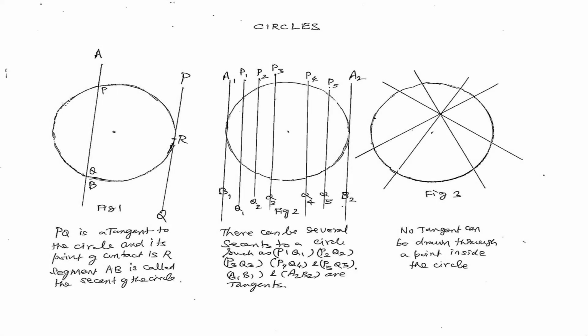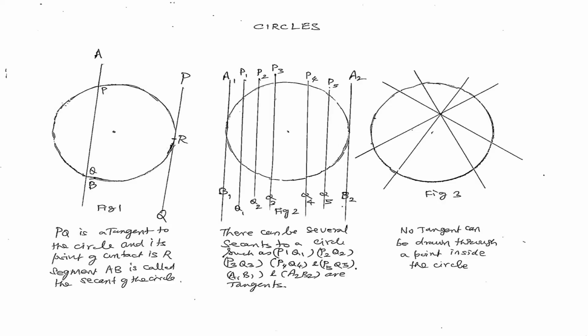Please watch them. Now coming to slide 1, you see in figure 1 the circle has two line segments, one AB and the next line segment PQ. PQ is a tangent to this circle and it touches the circle at one point R. The segment AB is called the secant of the circle. It passes through the circumference at 2 points.